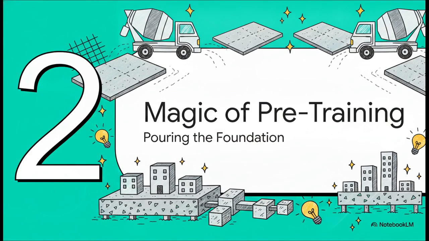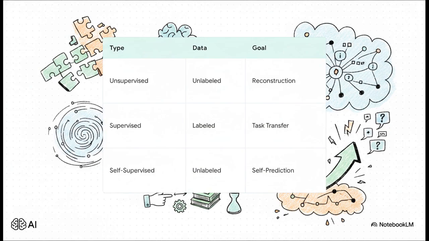Let's move to Section 2, the magic of pre-training. Historically, teaching AI was a real struggle. Unsupervised learning minimized reconstruction errors, which was a good start, but it lacked direction. Supervised pre-training offered much better task transfer, but it was completely bottlenecked by us, humans having to manually create massive labeled data sets. The revolutionary leap forward here is self-supervised learning. This is where the model actually trains itself using raw text, requiring absolutely zero human labeling.